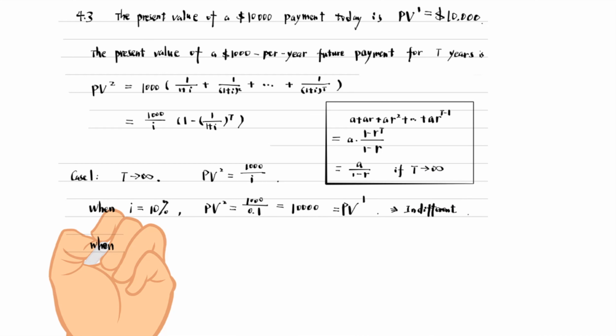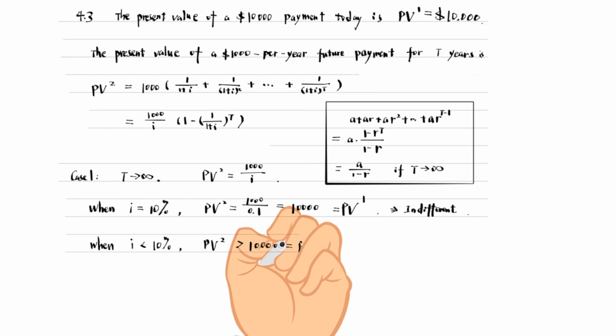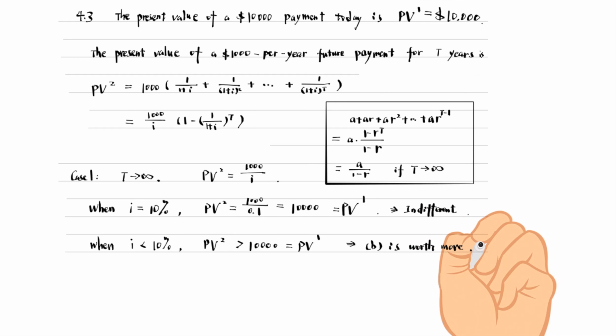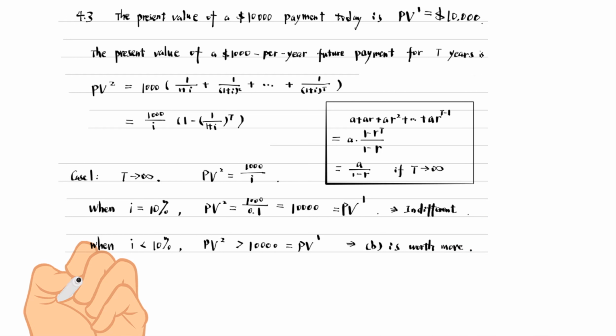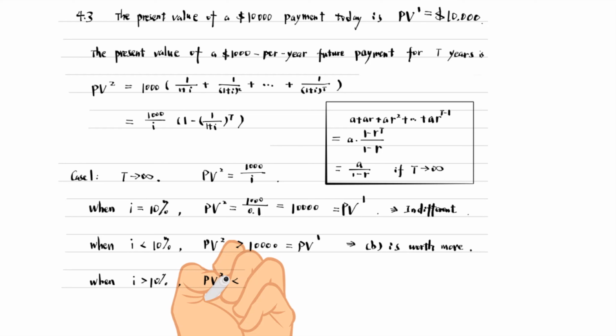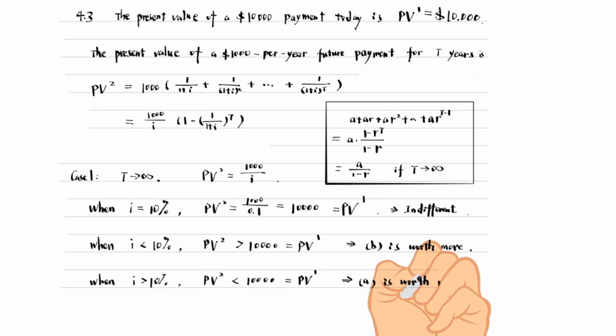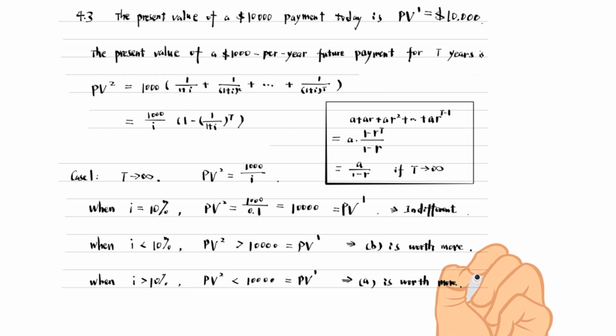When the interest rate is less than 10%, the present value of the per year payment is higher than the lump sum payment. The future payment method is worth more because we place more value on future payments. When the interest rate is more than 10%, the present value of the future payments is less than the lump sum payment. The lump sum payment method is preferred because we place less value on future payments.